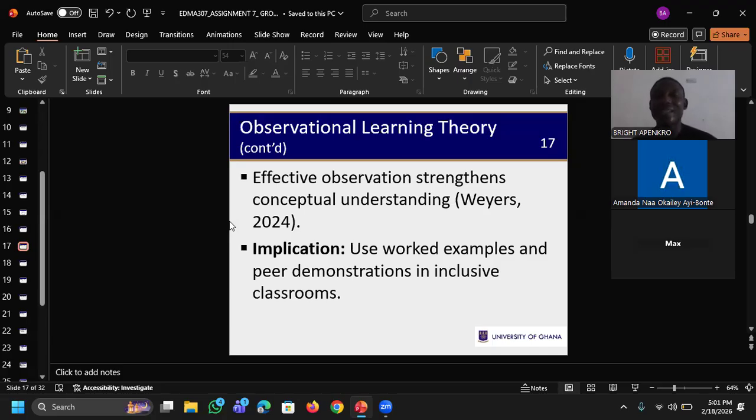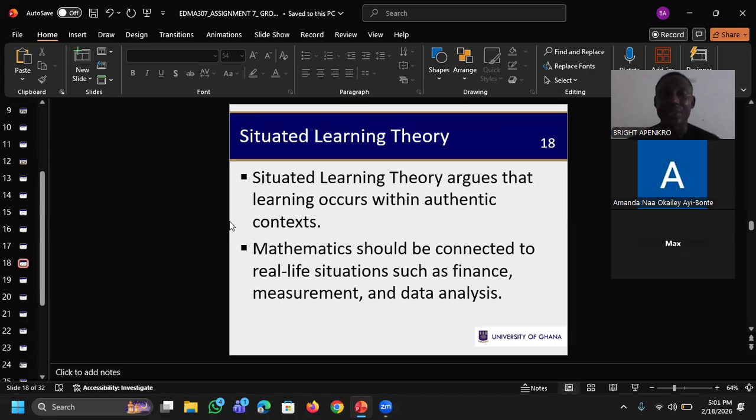Now, what are the implications for us as teachers? They say we should use worked examples and peer demonstration in inclusive classrooms. Work that we have already done, we have to come to the classroom and demonstrate, like, this is how it is done. Most of the time, before you come and demonstrate something in the classroom, you have to rehearse. So you've done the thing already, so you come to the classroom and do the same so that you will not deceive the learners. We'll move on to the situated learning theory.